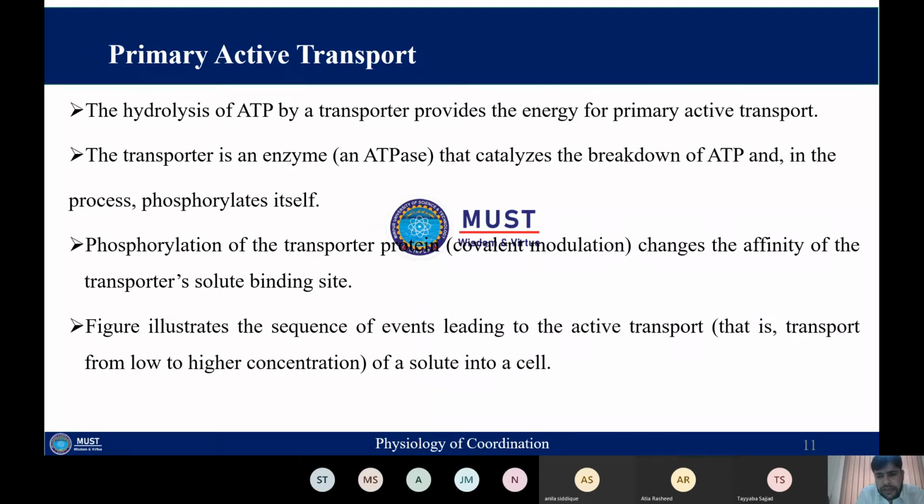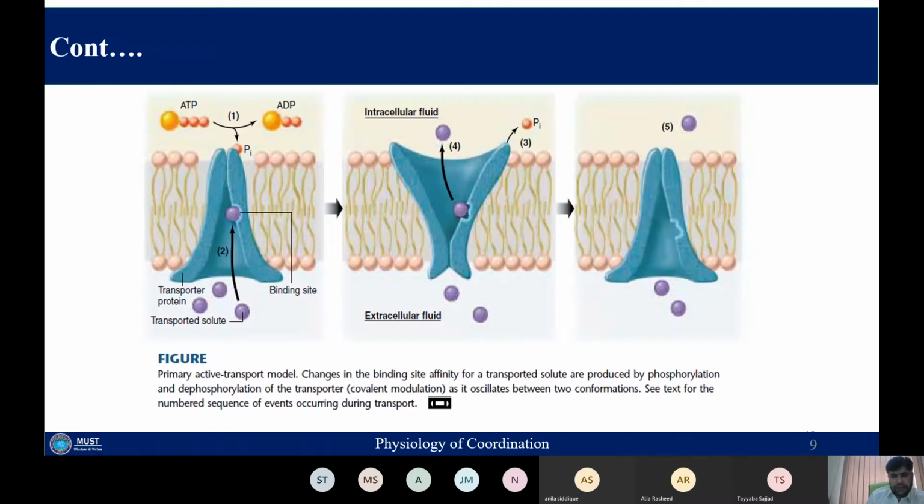When the phosphate is added to these transporter proteins, their affinity will change and they will show a high affinity to the solute particles. The binding sites of these transporter proteins for the solute will now be available. So in the upcoming slide, we will see the sequence of events leading to active transport from lower concentration to higher concentration.